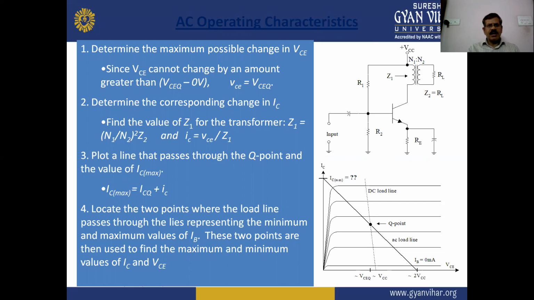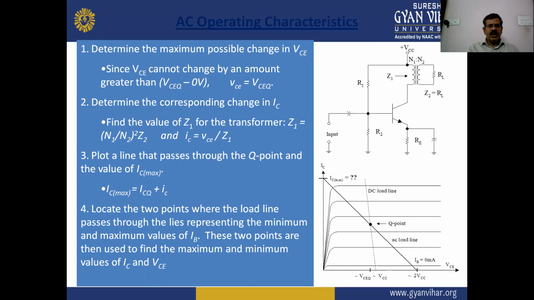Second, determine the corresponding change in IC. So find the value of Z1 for the transformer. Z1 equal to (N1 upon N2) whole square Z2, and ΔIC equal to ΔVCE upon Z1. Third, plot a line that passes through the Q point and the value of IC maximum. So IC maximum equal to ICQ plus ΔIC.